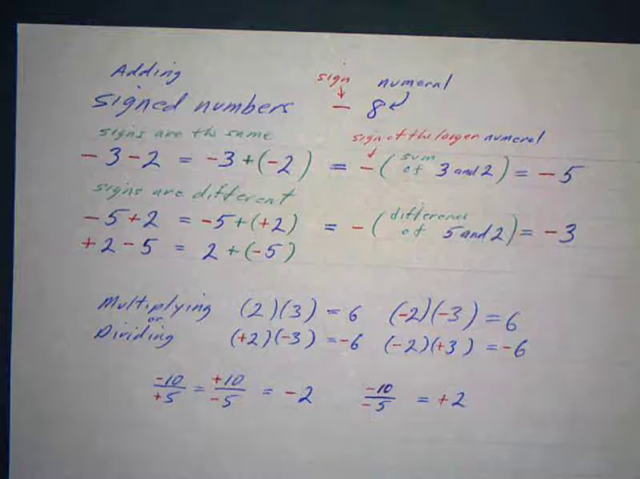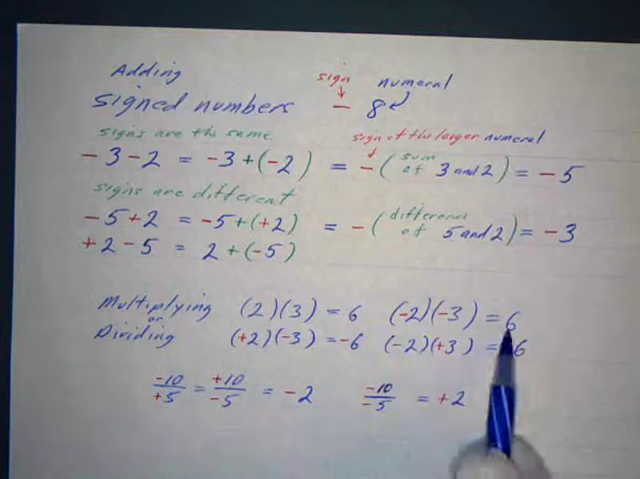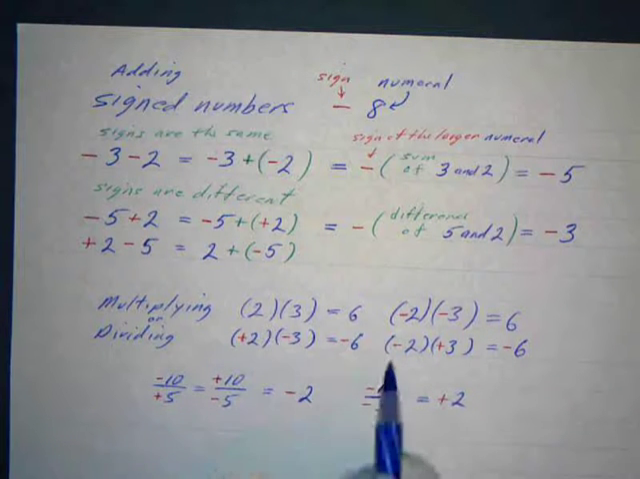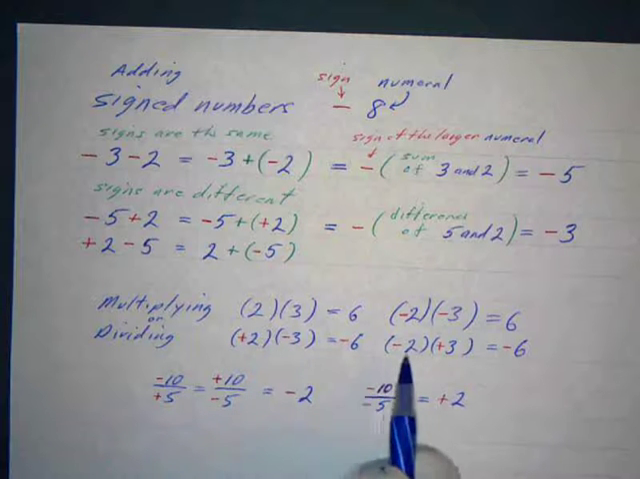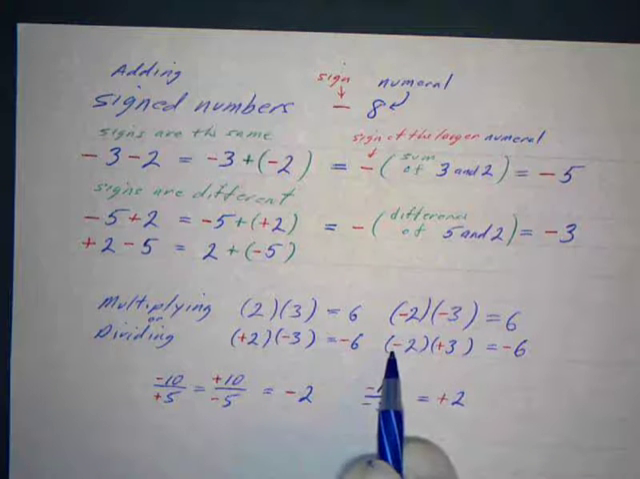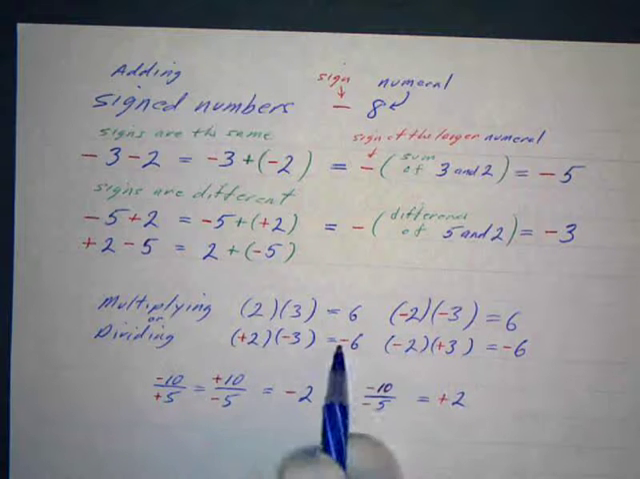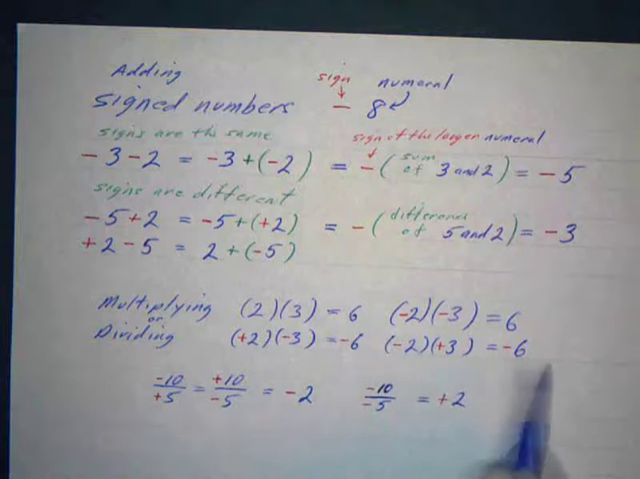Sign, numeral. Now when multiplying, it's real easy if the signs are the same. Multiplying or dividing, if the signs are the same, it will be positive, and if it's positive, we don't usually write anything. We understand that to be positive. And if the signs are different, it's negative. So positive 2 times negative 3 is negative 6. Negative 2 times positive 3, well, negative times a positive is a negative, and 2 times 3 is 6.